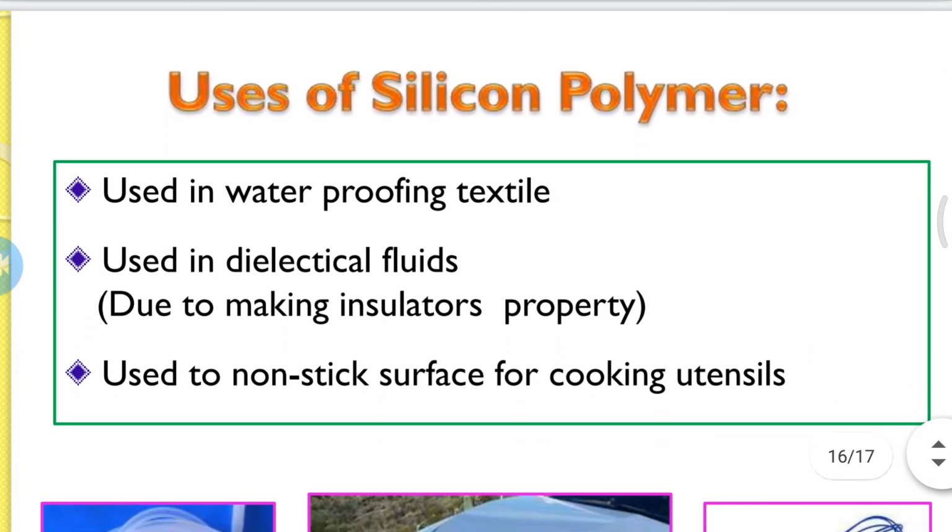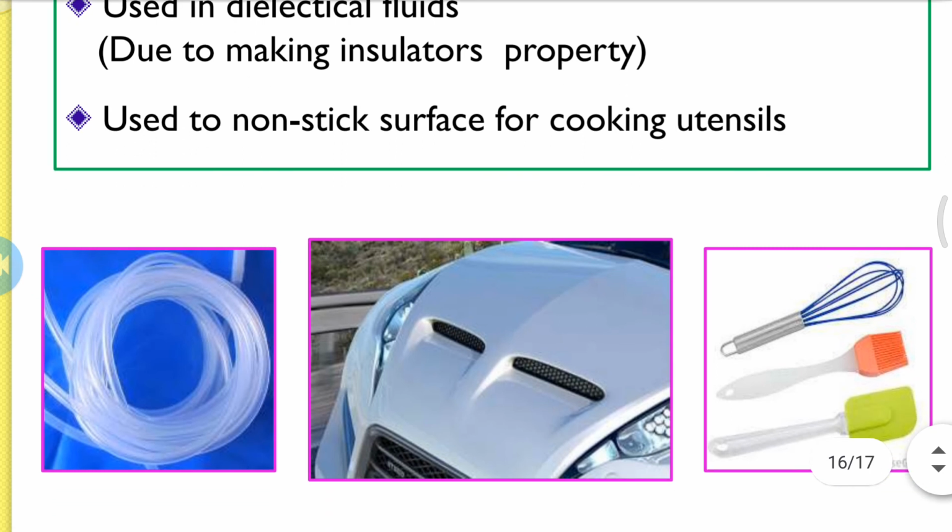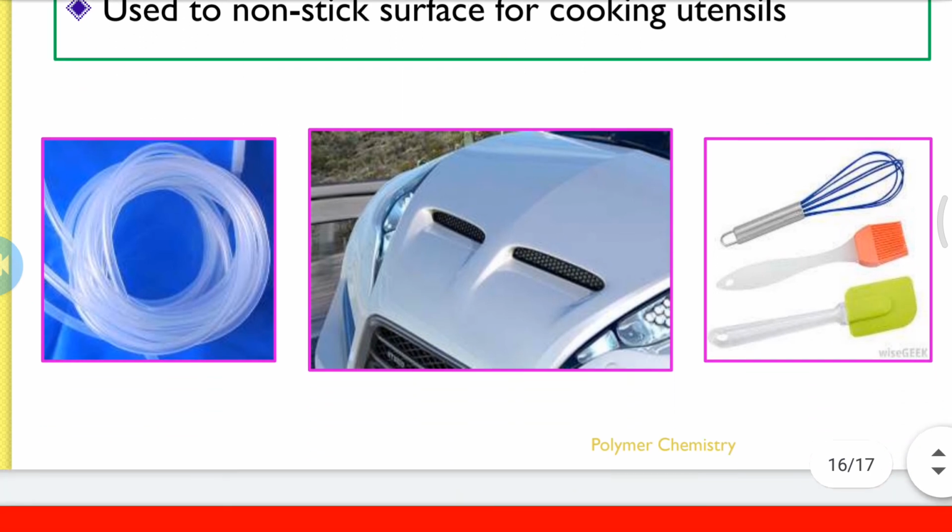There are a lot of applications of silicon polymers. They are used in waterproofing textiles, and as dielectric fluid due to their insulating property. Another application is non-stick surfaces for cooking utensils. So these are the applications of silicon polymers.